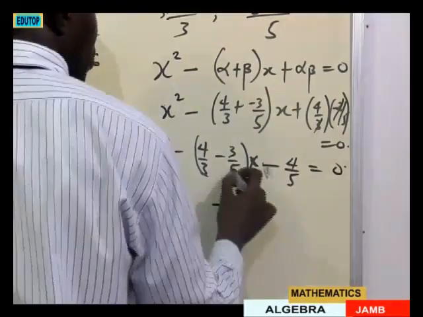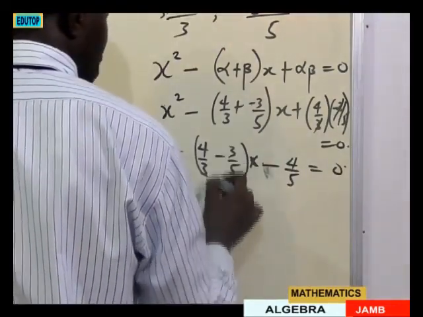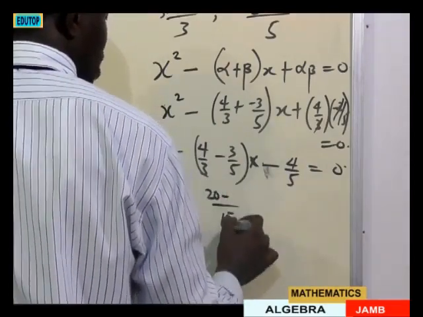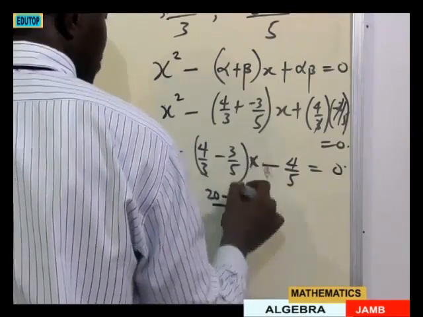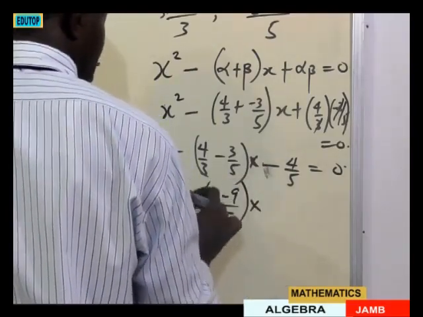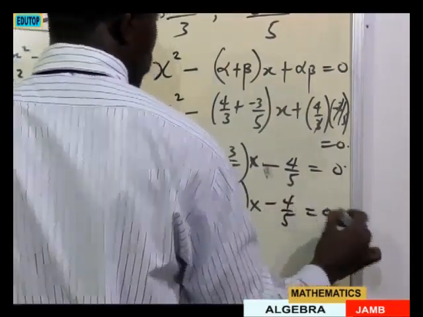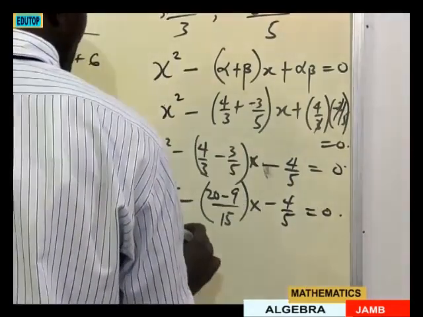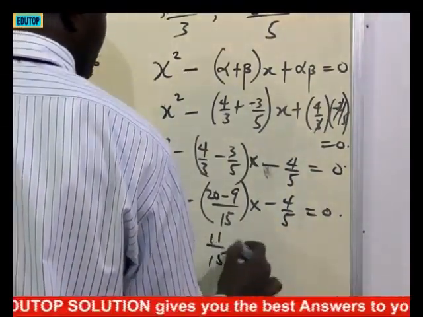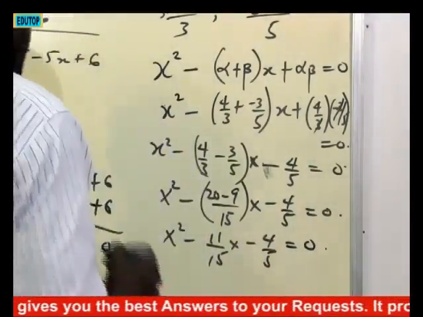So let's simplify this. What's the LCM here? 15. How many 3s are we going to see? 15. 5 times this is 20, minus how many 5s are we going to see? 3. 3 times this is 9. So we can put this one in the bracket like this, affected by x, minus 4 over 5 equals 0. So let's simplify this. We have x squared minus this, that's 11 over 15x minus 4 over 5 equals 0. What's the LCM here?